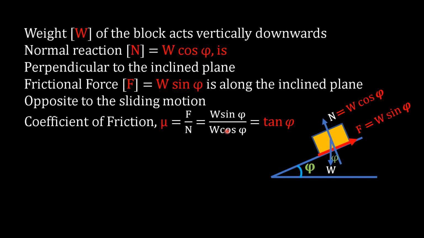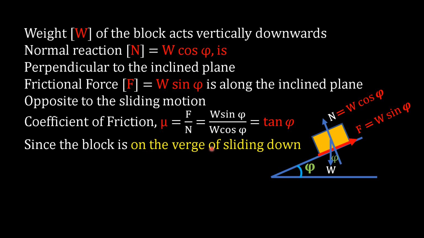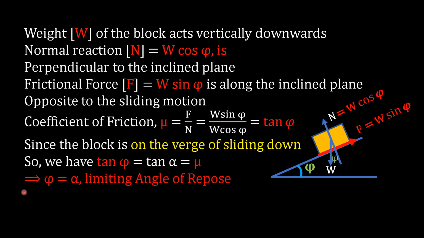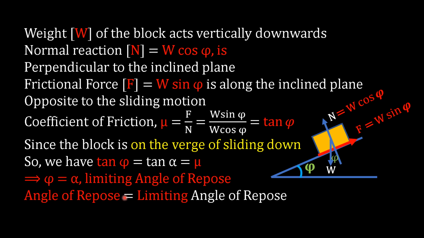N is W cos psi. So we get tan phi. Since the block is on the verge of sliding down, we have tan phi equals tan alpha, which is the coefficient of friction, which implies phi equals alpha, the limiting angle of repose. So we conclude that angle of repose equals limiting angle of repose.